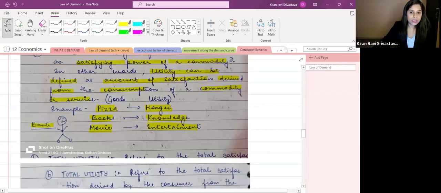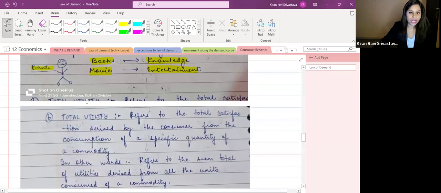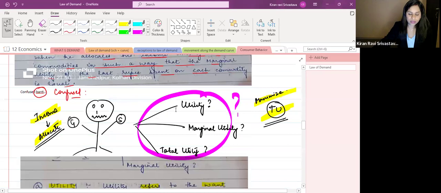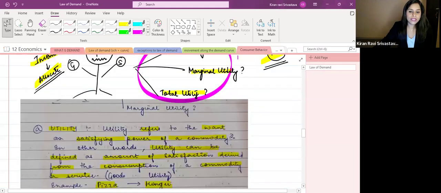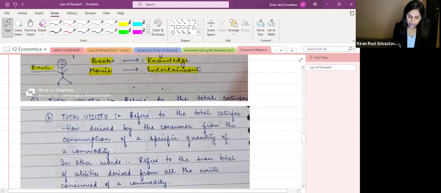Now, coming to the second point, what is total utility? I just showed you that Bunty wants to understand three topics: what is utility, what is marginal utility, and what is total utility. The second thing is total utility. Total utility refers to the total satisfaction.